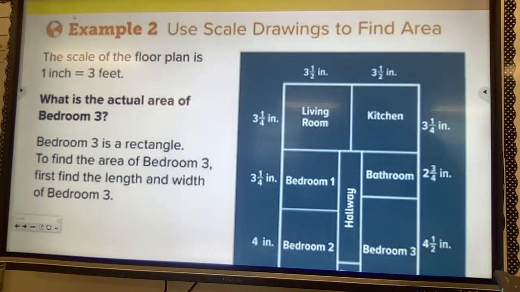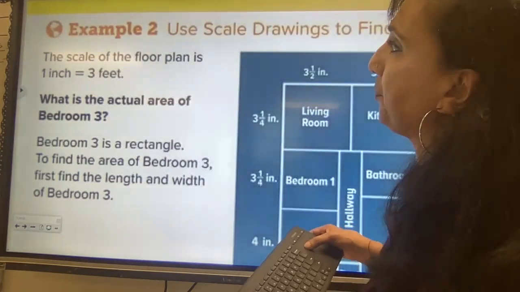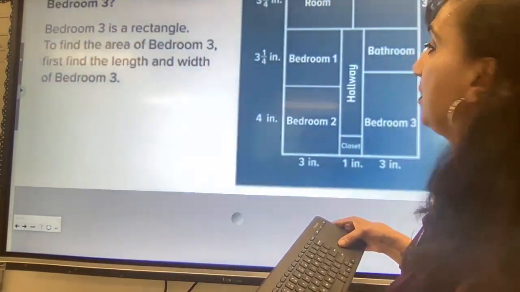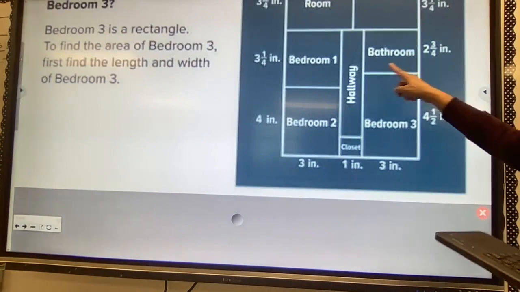So I'm going to pull this down. Hold on. Hope this cooperates. Okay, there's bedroom 3.